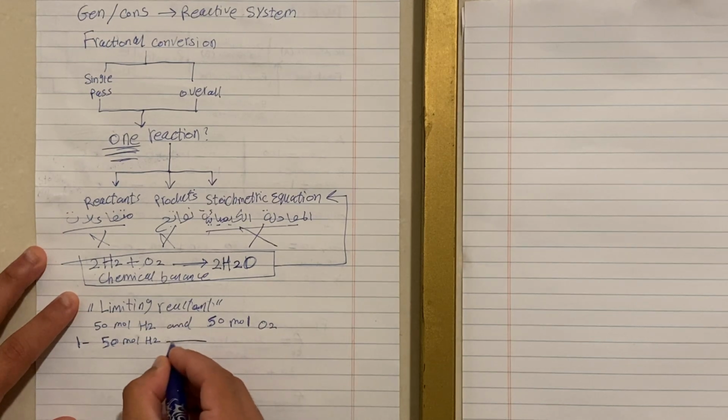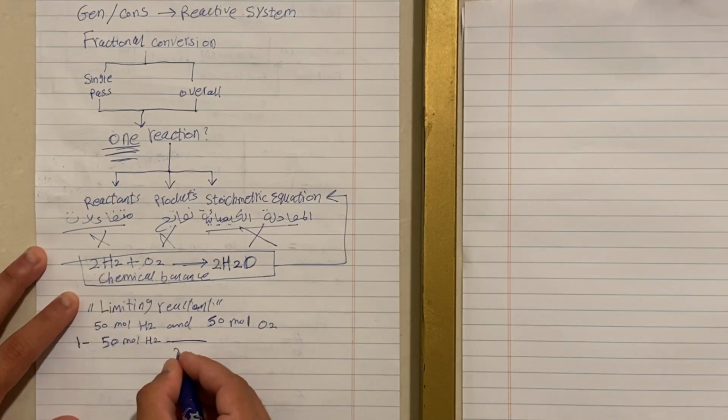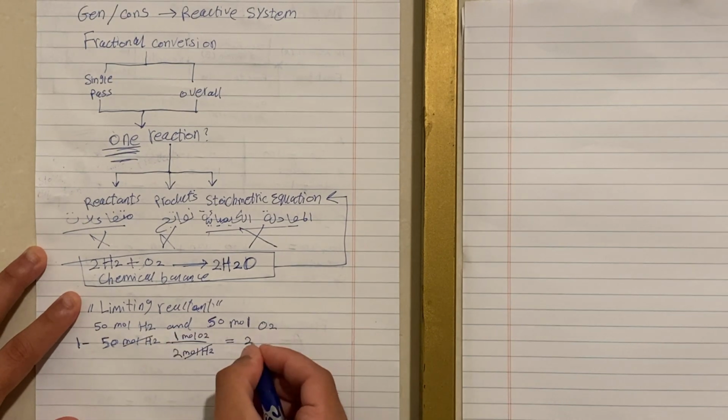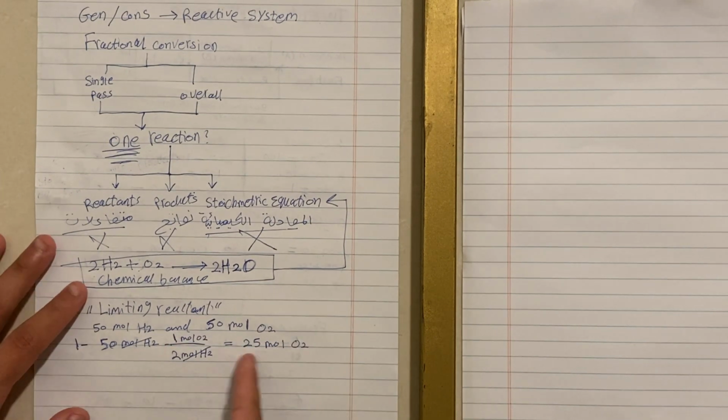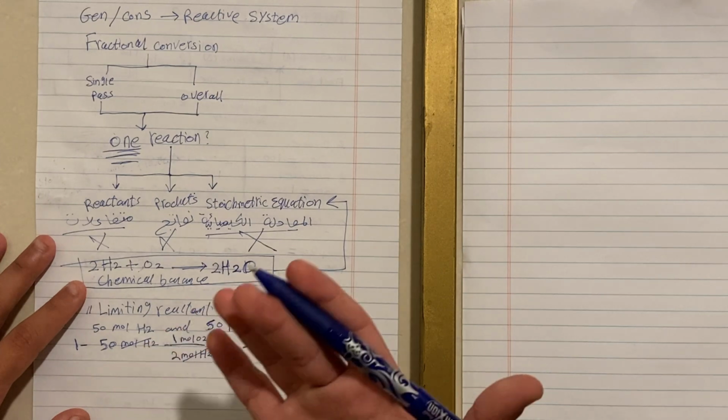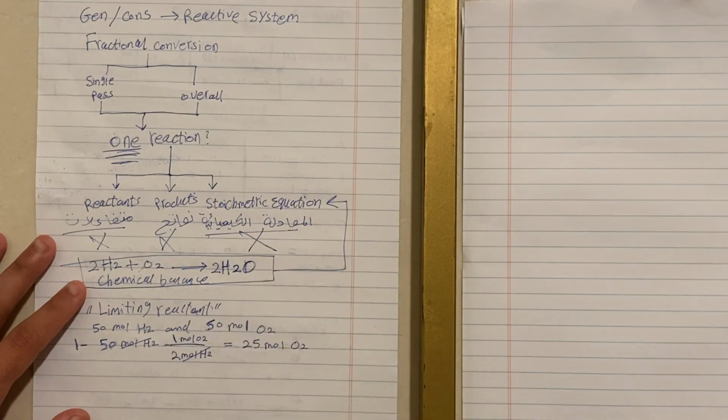To do that, you have the stoichiometric equation, and you know that for every 2 mole of H2, you have 1 mole of O2. 25 mole O2 tells us that we only need 25 mole of O2 if we have 50 mole of H2. But the real amount, which is 50 mole of O2, is higher than the stoichiometric amount of O2. It means we have excess. It means we have more than we wanted. And this will not be the limiting reactant.